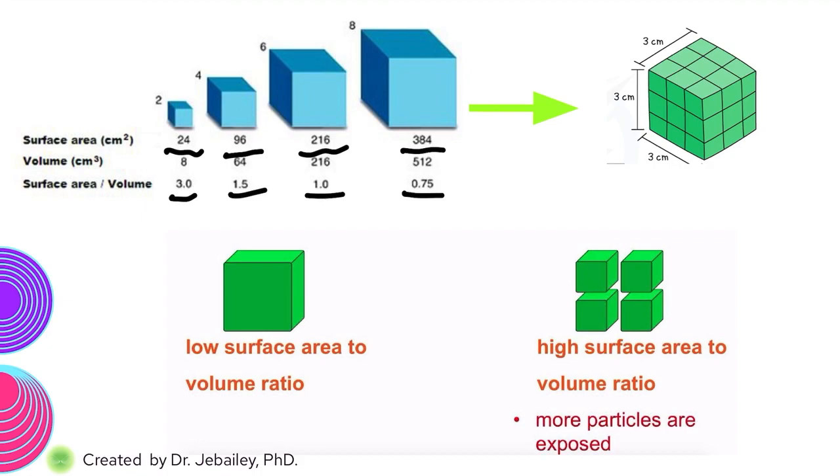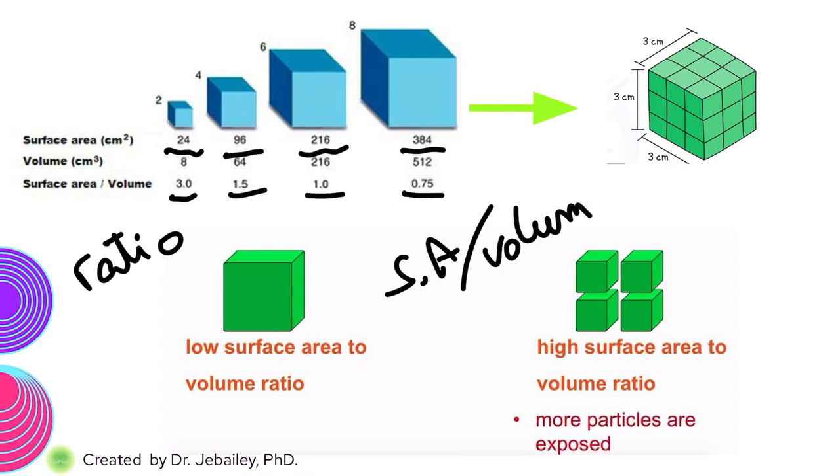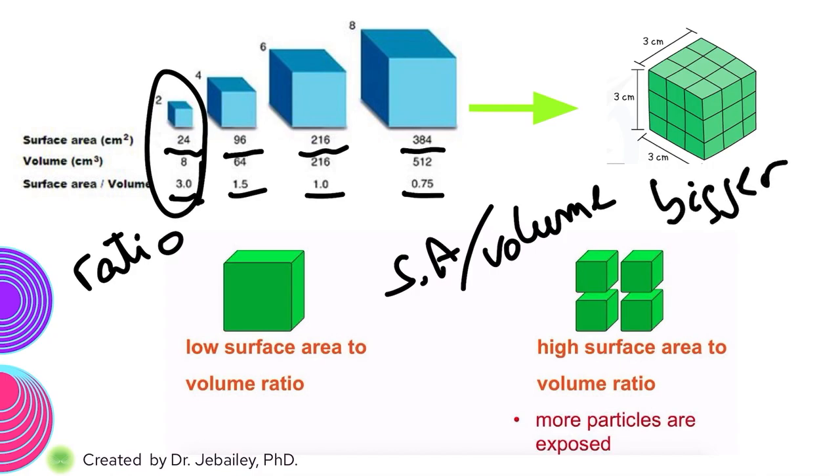So if the teacher asks you, do you want the ratio to be big or small, which one is better for the cell, a surface area to volume ratio that is big or small? Your answer is you want it to be big. The bigger, the better. The ratio means the relationship between the surface area and the volume. You always want it big. The smaller the ratio becomes, the worse it is for the cell.